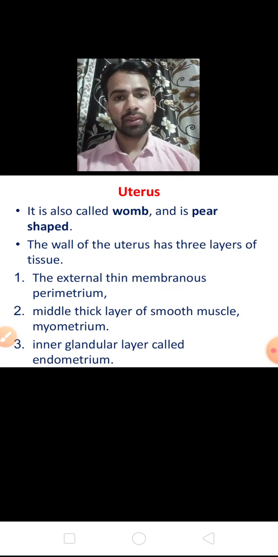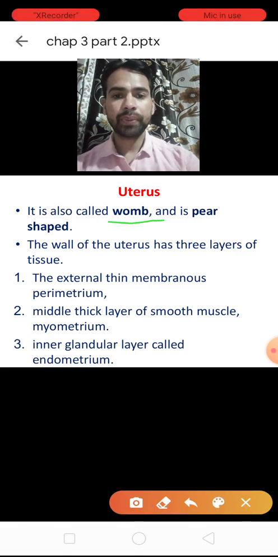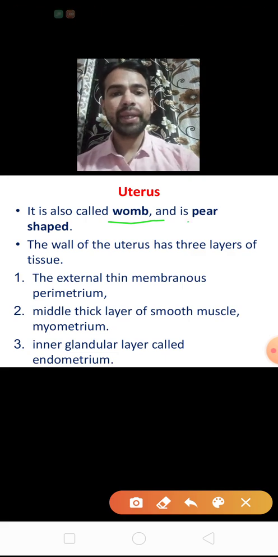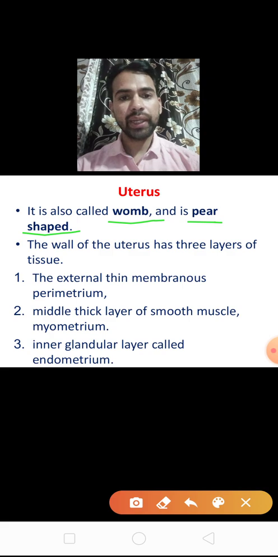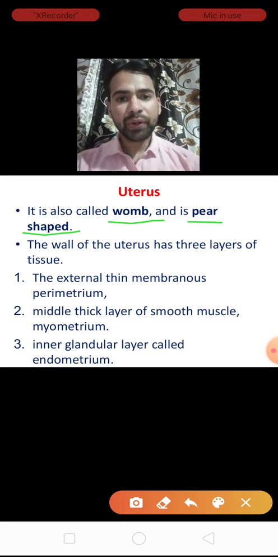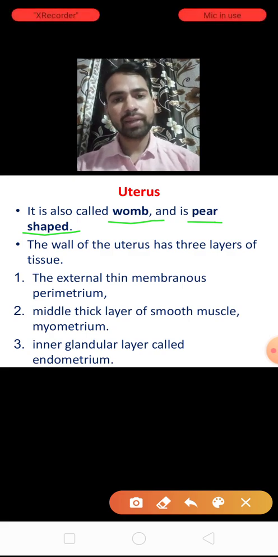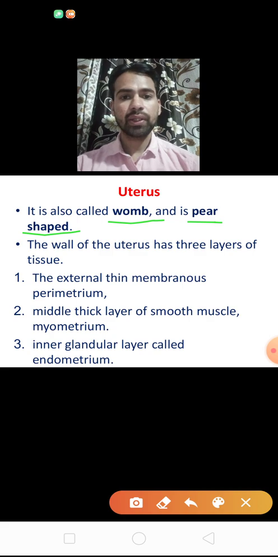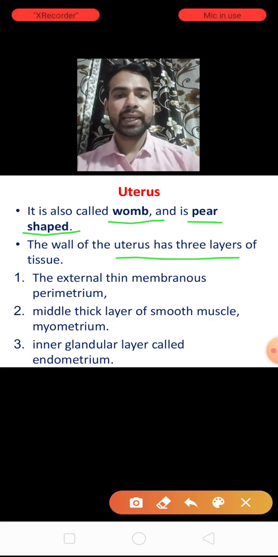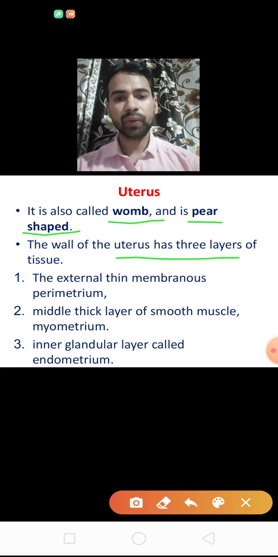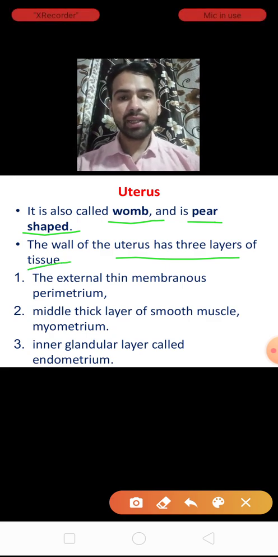Okay. So children, after the oviduct, the next part of the female reproductive system is the uterus. It is also called the womb, and it is pear shaped. Okay. In the uterus, the embryo develops and the period of 9 months, that is the gestation period, is completed. Okay. So the wall of the uterus has three types of tissues. Three layers they have.